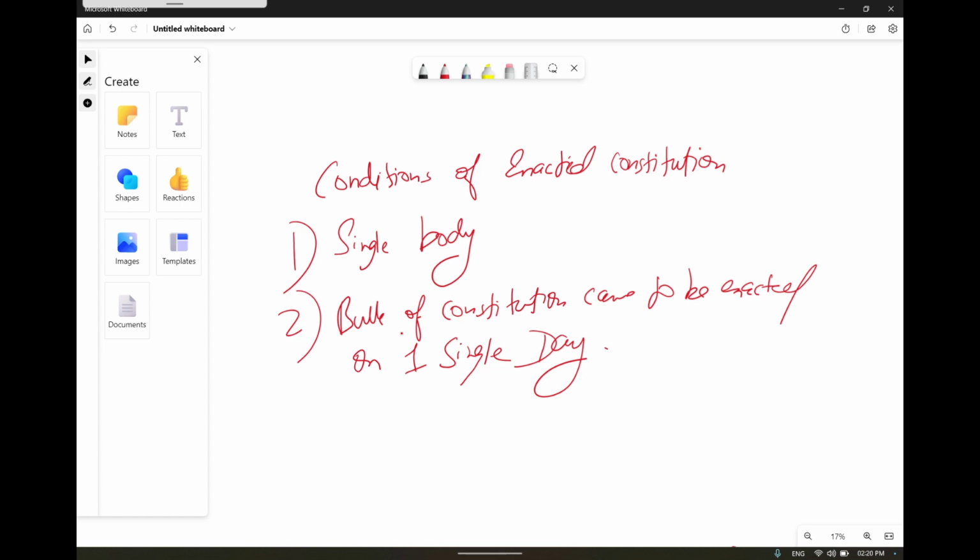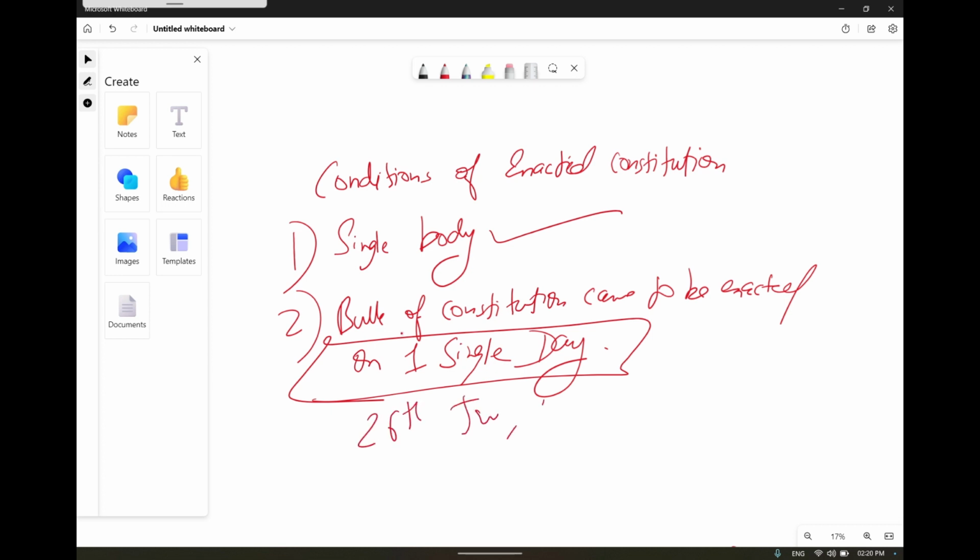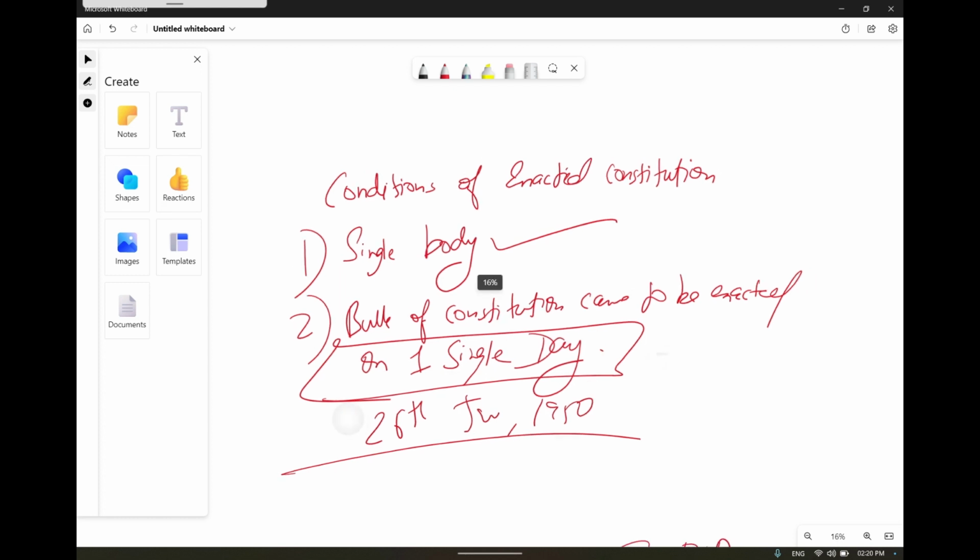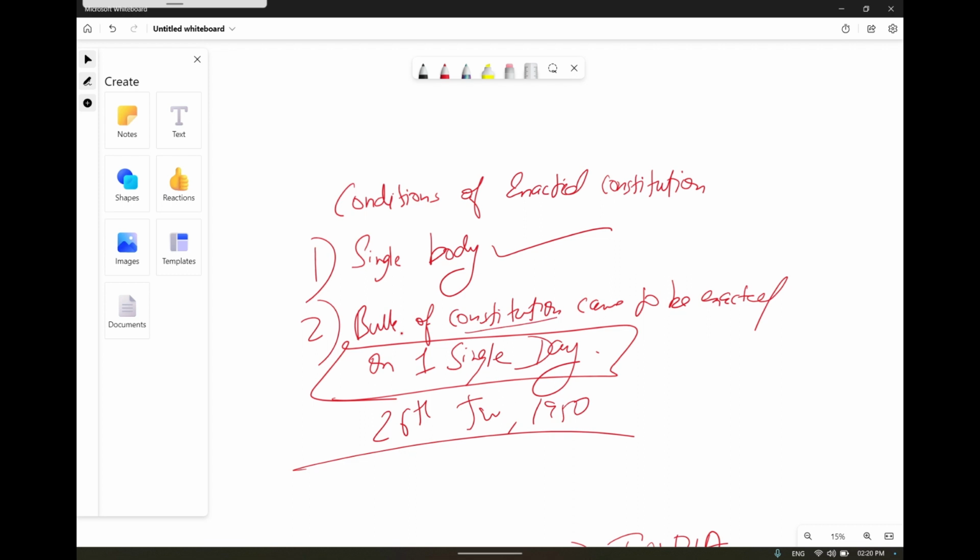So the first thing is that a single body should be responsible for framing the constitution, and another thing, the whole constitution should be enacted on one single day. For ours, it is 26 January 1950. It is not that the details in the constitution can't be changed. Yes, we can amend the constitution, modifications can be made, reforms can take place, but it should come into force on one single day.